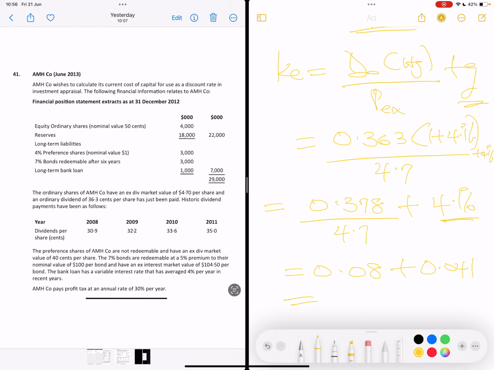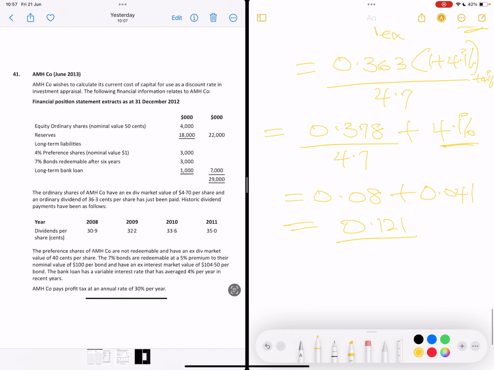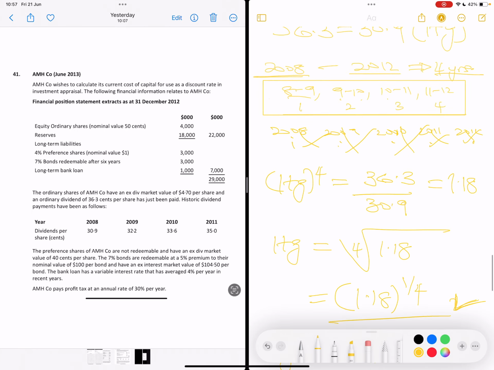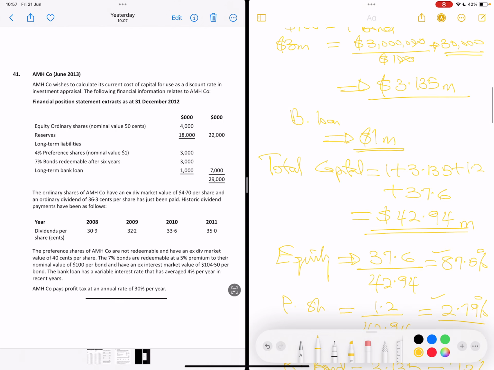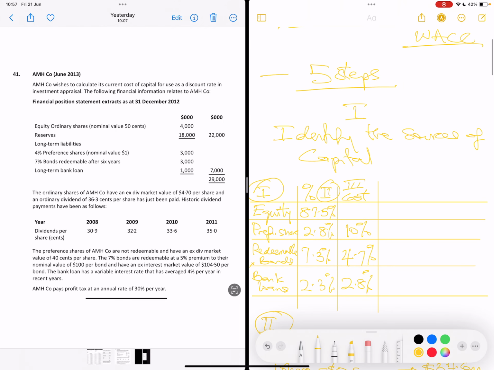Right. So if you do it this way, then 0.08 plus 0.041 becomes 0.121, and that is the same thing as 12.1%. So that's our cost of equity, 12.1%. So let's put that in there as well. Cost of equity, 12.1%. And step 4.